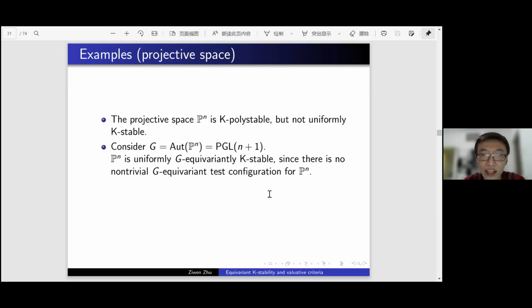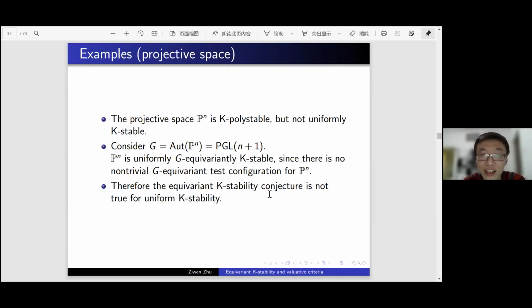So if we take G to be the automorphism group of the projective space, then we will see that the projective space is actually uniformly G-equivariantly K-stable. We actually don't have G-equivariant test configurations basically here. So this way we can also apply the uniform K-stability conjecture, the equivariant K-stability conjecture.